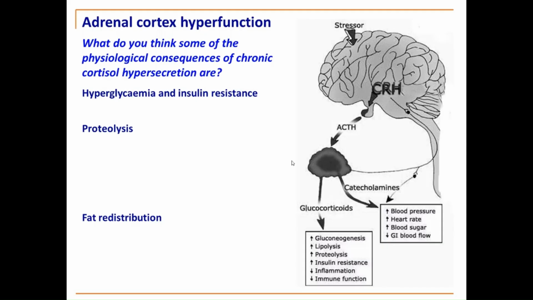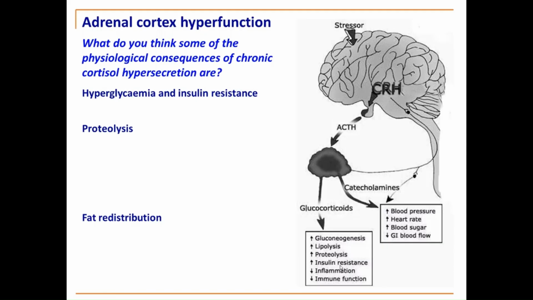Okay. So now we've got adrenal cortex hyperfunction. We're thinking about cortisol hypersecretion. So we're thinking about Cushing's. And I want you to really think about what are some of the consequences of chronic cortisol hypersecretion. So what are the consequences of hyperglycemia and insulin resistance? Glucocorticoids, as you can see down in this little table here, stimulate gluconeogenesis. We know about that, increased glucose synthesis. They stimulate lipolysis and proteolysis. They also increase insulin resistance.